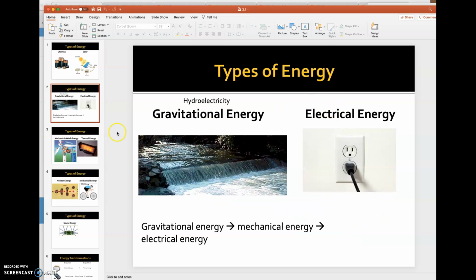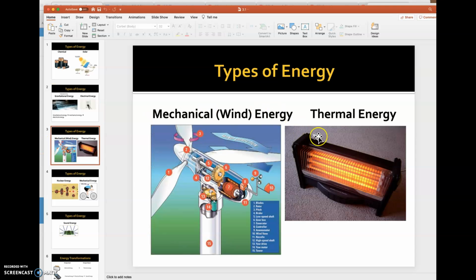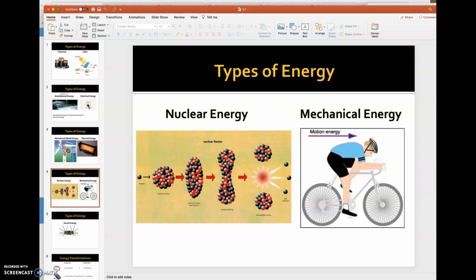Gravitational, electrical, mechanical, thermal. And here's another picture for mechanical energy. It's the energy of motion. And we have nuclear energy.